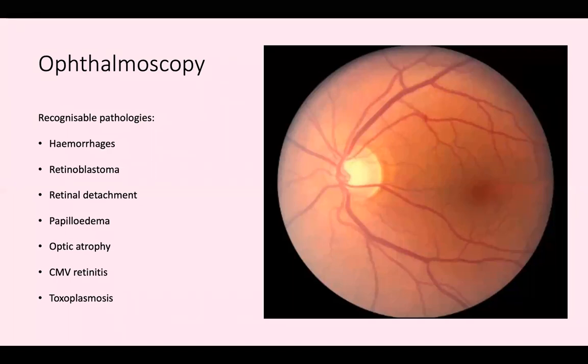Ophthalmoscopy is another crucial aspect of eye assessments. On the right, we have a normal retina, and on the left, we have pathologies in which we would at least be able to recognize that the retina does not look normal. This includes hemorrhages caused by trauma and shaken baby syndrome, retinoblastoma, retinal detachment, papilledema, which is a sign of intracranial hypertension or tumors, optic atrophy, CMV retinitis, and toxoplasmosis.